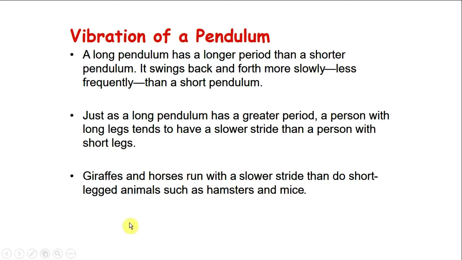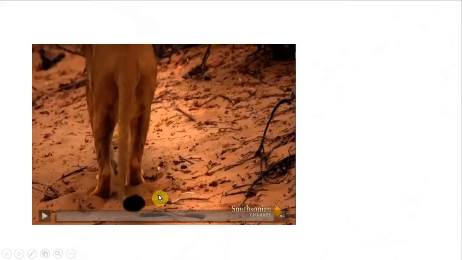Same thing happens with animals. For example, giraffes or horses, they have longer legs. So they will move with a longer period, which means slower strides or steps. But shorter animals will have faster strides. I will show you a very simple video showing a giraffe followed by some lions. Now the giraffe has long legs while the lions have shorter legs. And I just want you to watch and see the difference in the two animal strides.